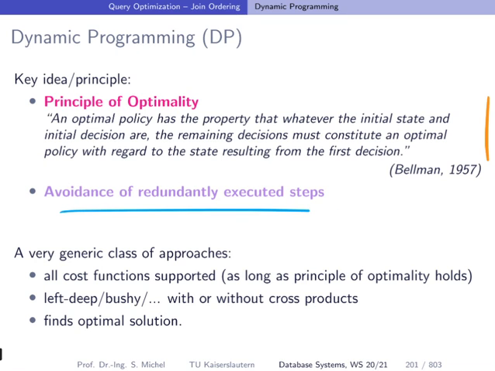The idea when you're applying dynamic programming is to avoid redundant steps when you're executing your algorithm, and you do that by keeping track of optimal solutions, and you're using optimal solutions later on to find solutions to larger problems. And there's a little mistake you can make there, of course, but we will discuss this in a few minutes.